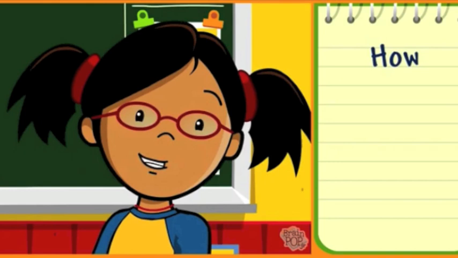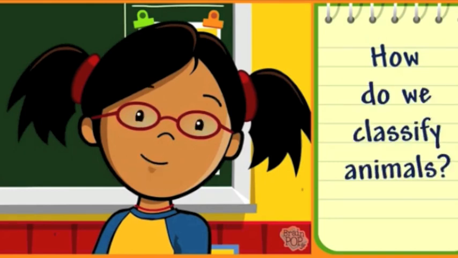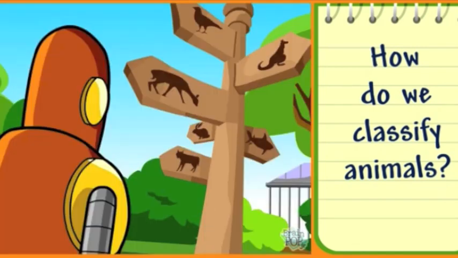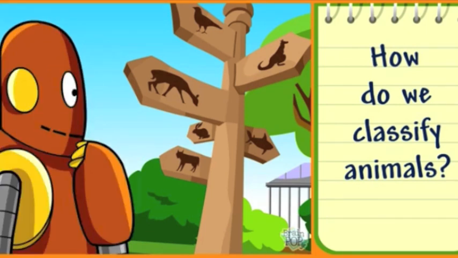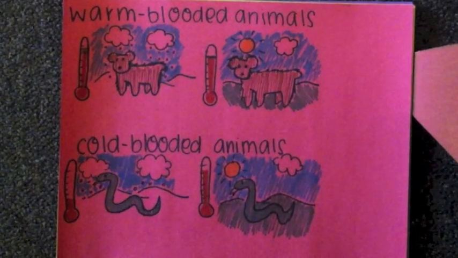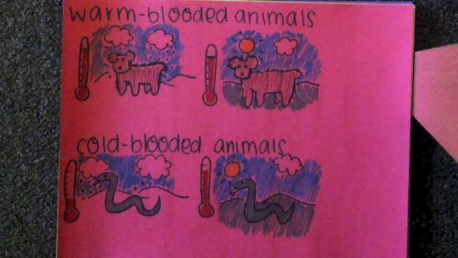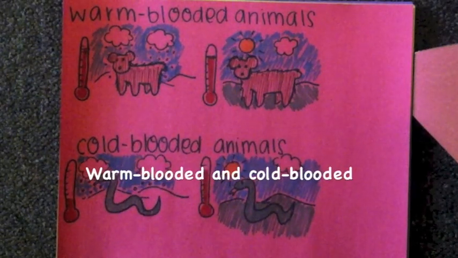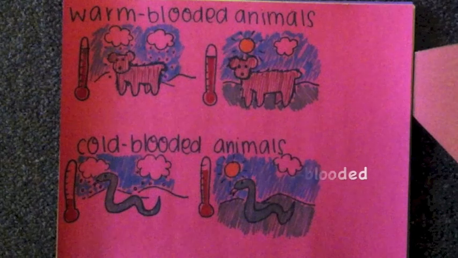How do we classify animals? When you classify, you sort things into groups to show how they are alike. Because there are many kinds of animals, it can help to classify them in different ways. Today we will be talking about the 6 basic types of animals. But before that, let's talk about warm-blooded animals and cold-blooded animals.